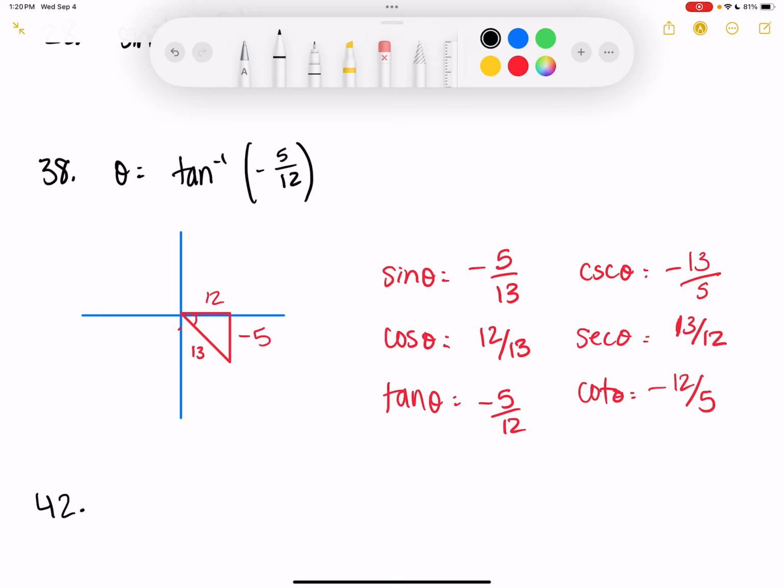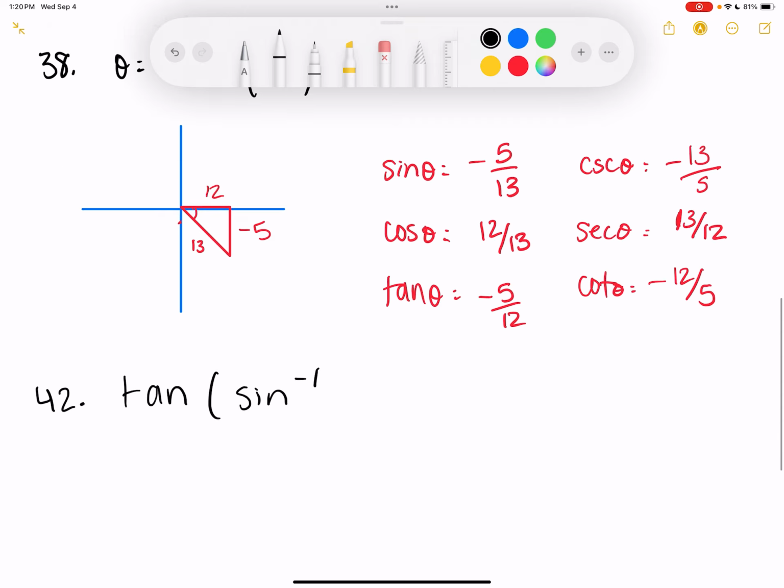Number 42. Evaluate the expression. All right, I'll try this. Ready? The tangent of the arc sine of 9 over 13. Wow. That's what happens if I don't look at the iPad, everyone. It looks so big. I like the parentheses.